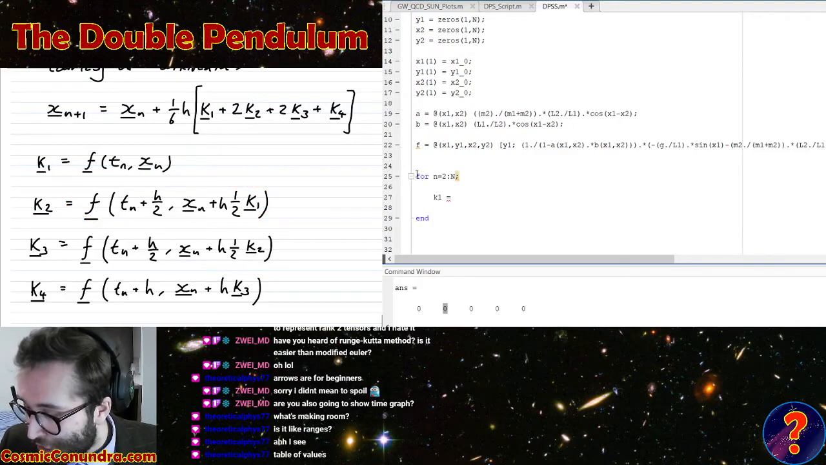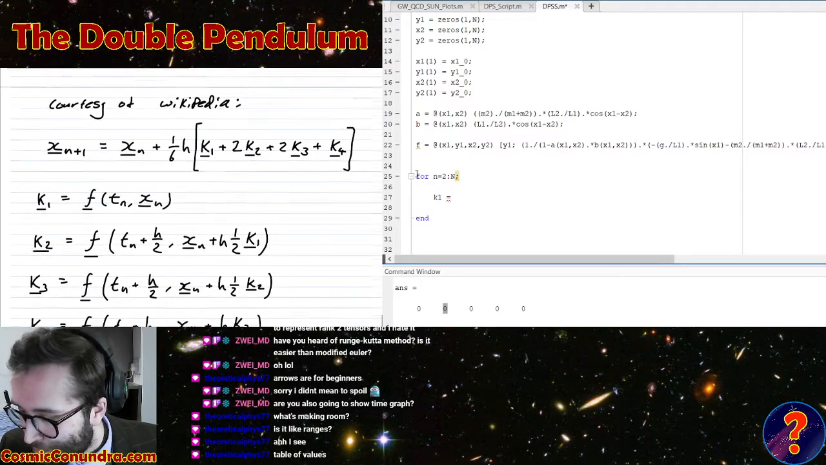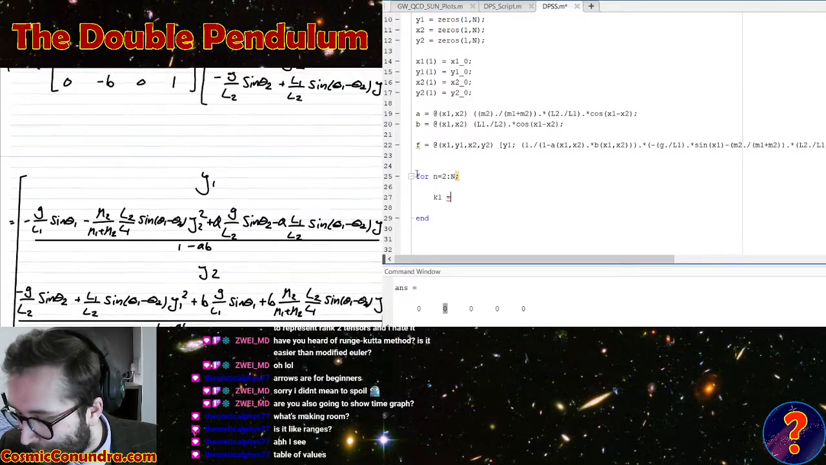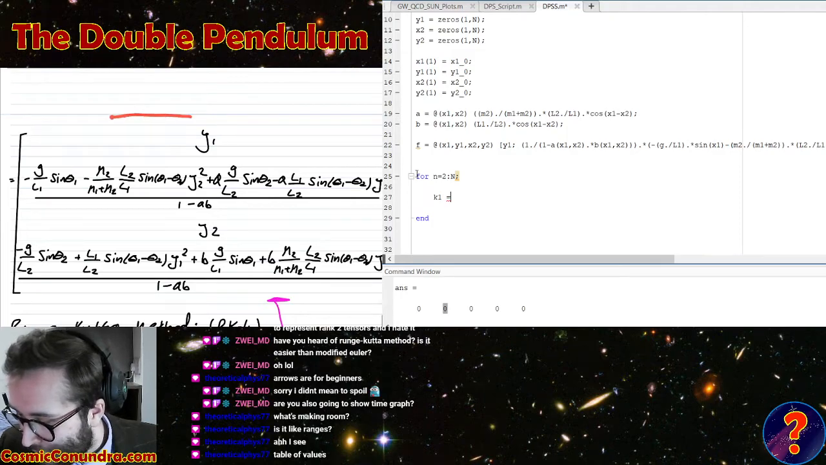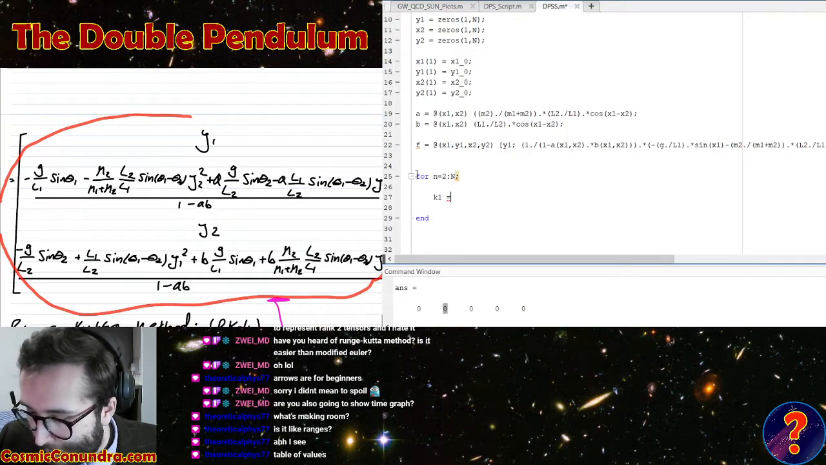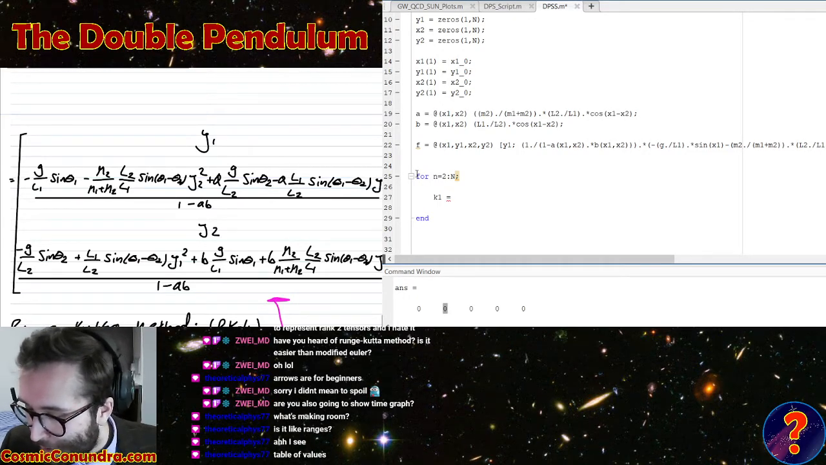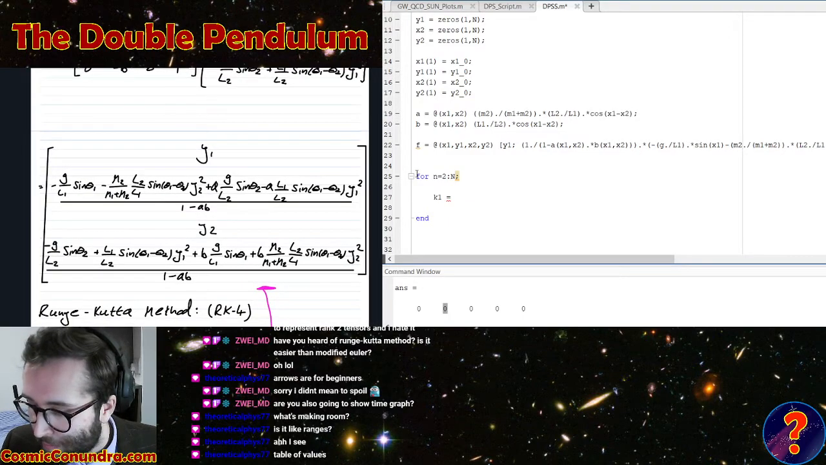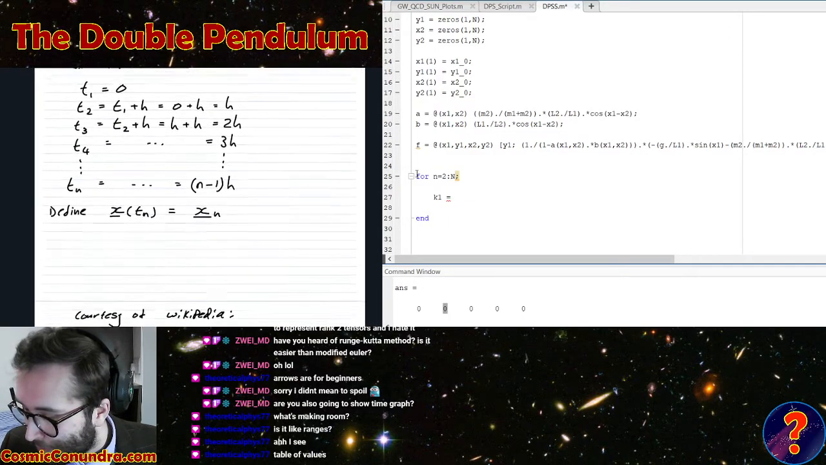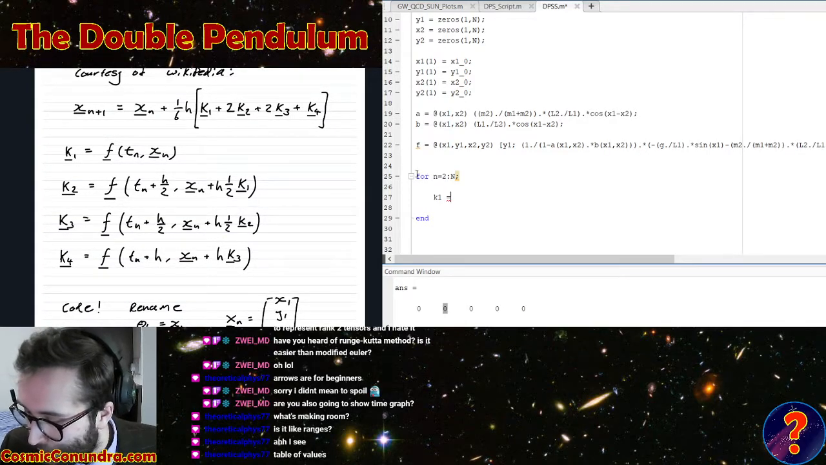So our function f actually doesn't explicitly depend on time. If we go back up and look at it, you'll see that there's actually no time in here explicitly. All we have is y's, x's, x1, x2, y1, y2. So really we can ignore the part in the Runge-Kutta formula which talks about t_n plus h over 2 and so on. All we're interested in is this part here when we plug this in.